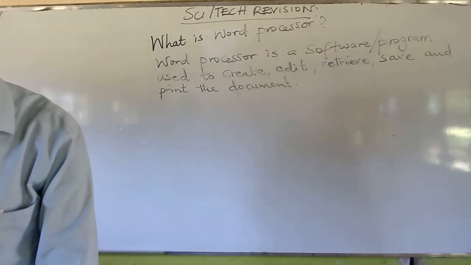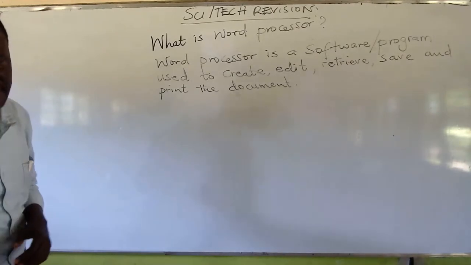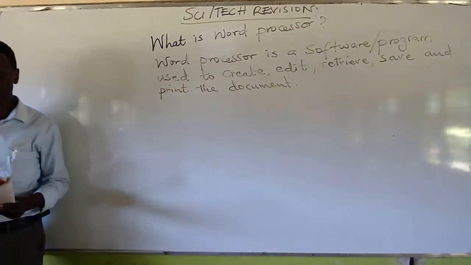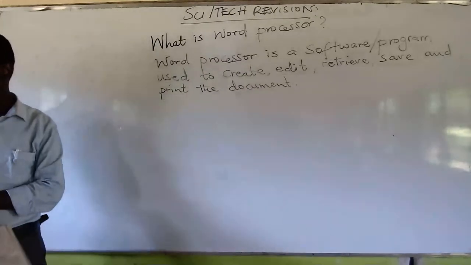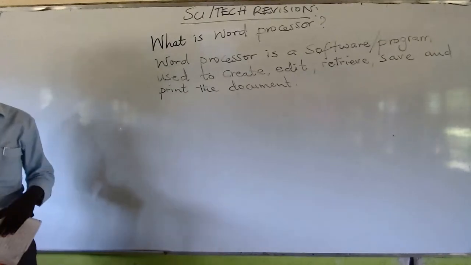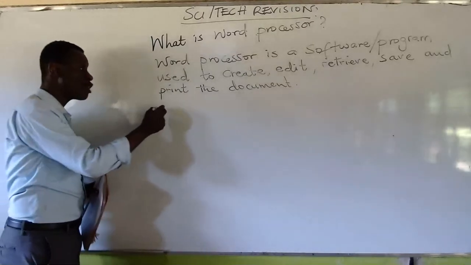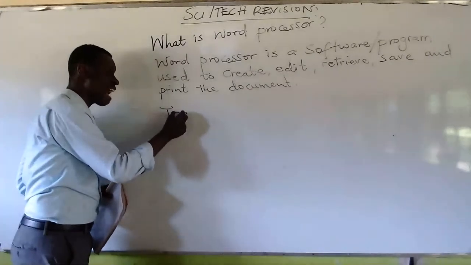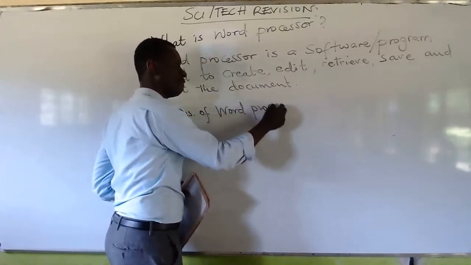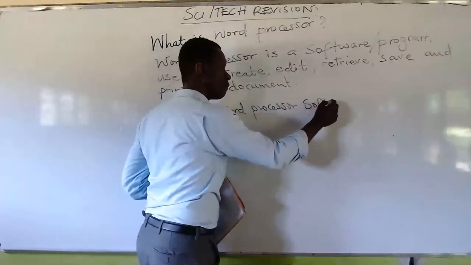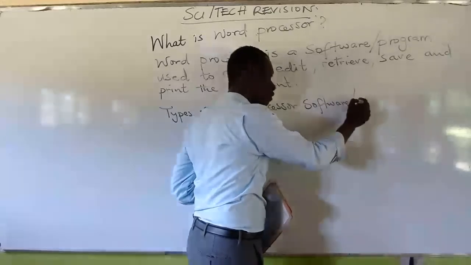Another question, number five. It says, grade five learners were asked to name the examples of word processing software. Okay, can we give examples? Now that one talks about types of word processor. So number two questions were referring to types of word processor software, or rather, another term for software is program. Correct.